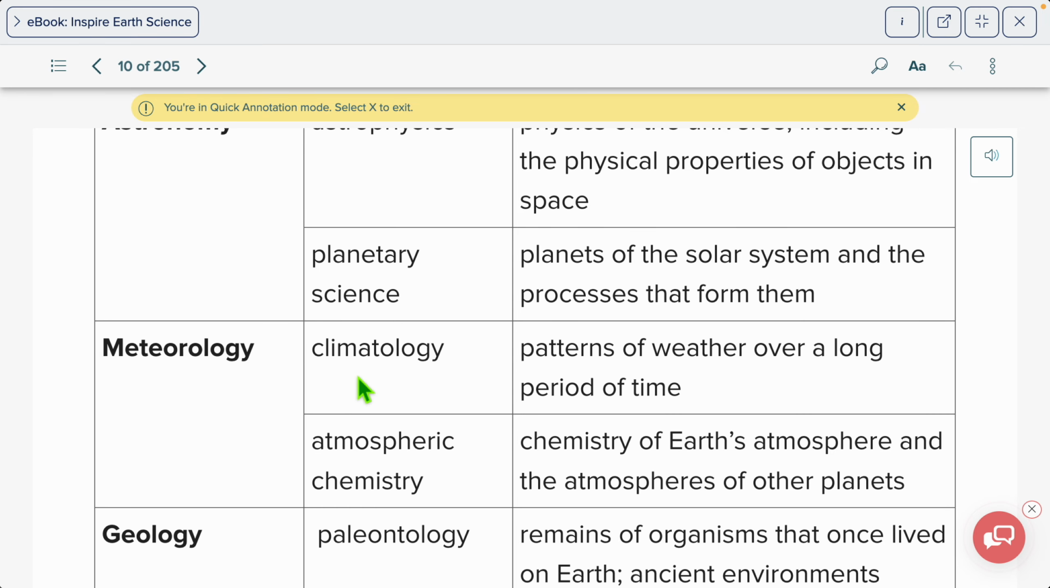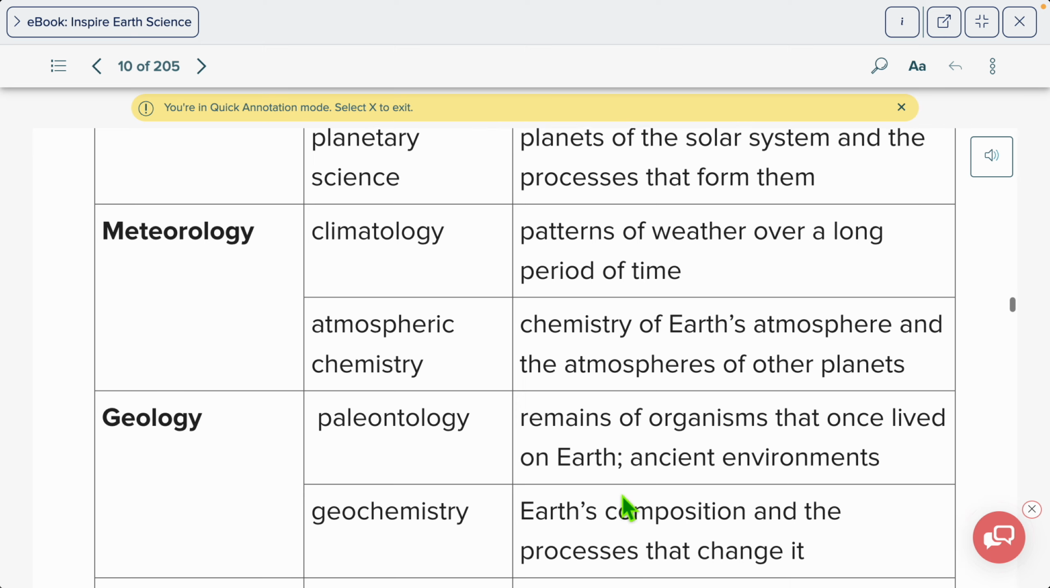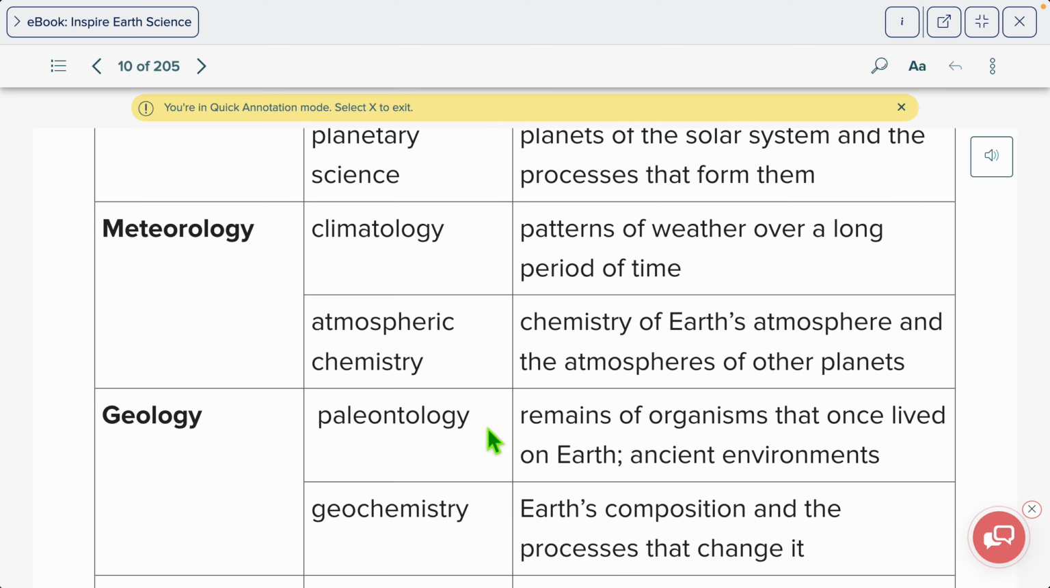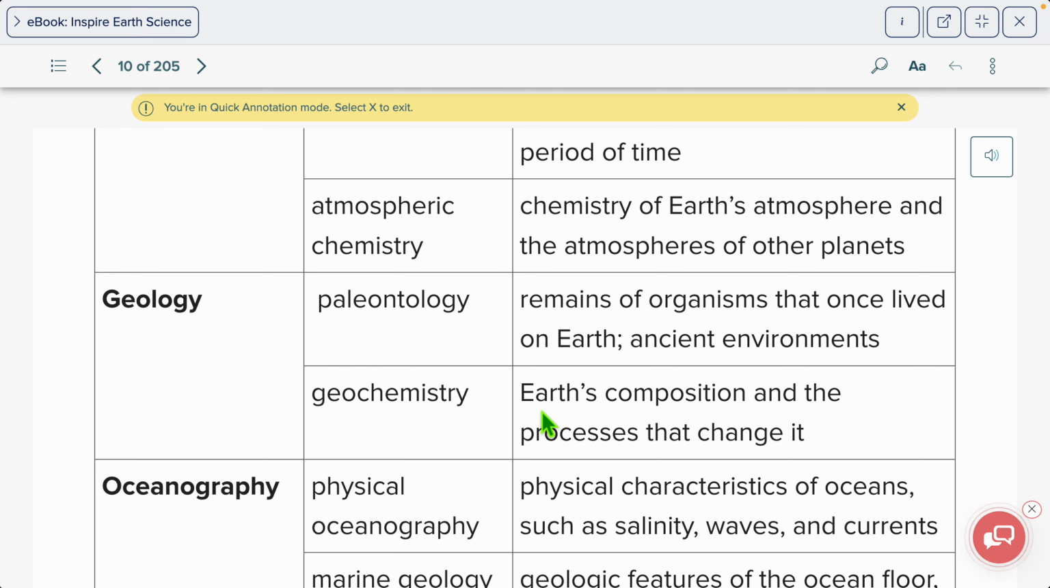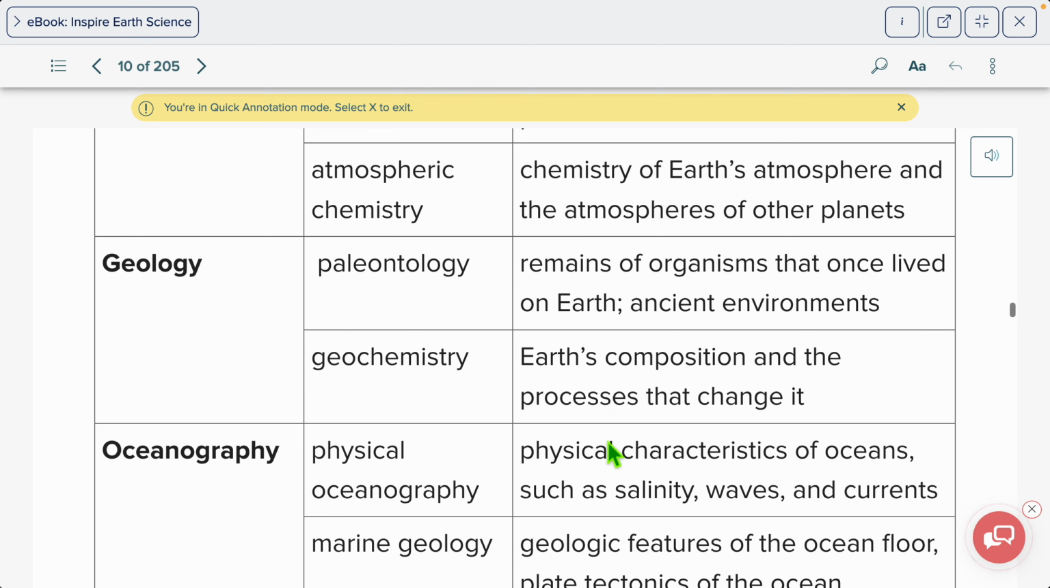For meteorology, you've got climatology as a subspecialty. Looks at patterns of weather over long periods of time. Atmospheric chemistry looks at the chemistry of Earth's atmosphere and the atmospheres of other planets. So looking at the chemistry of those, so the gases that surround the planets. Geology, you got paleontology, which looks at the remains of organisms that once lived on Earth, looks at ancient environments, etc. So these are like your dinosaur hunters, your fossil hunters, etc. Geochemistry looks at Earth's composition and the processes that change it.